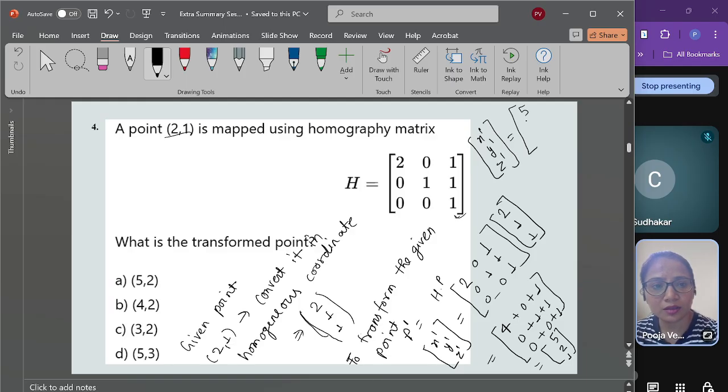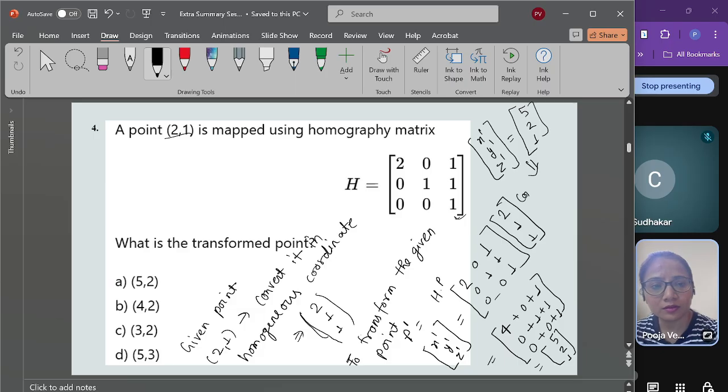It is in the homogeneous coordinate system. Now convert back to the normal point. What we are doing is just dividing by the last coordinate. Overall you will get 5, 2 if you convert back again. So what point have you got? The transformed point is (5, 2). So option A is the correct answer for this question.